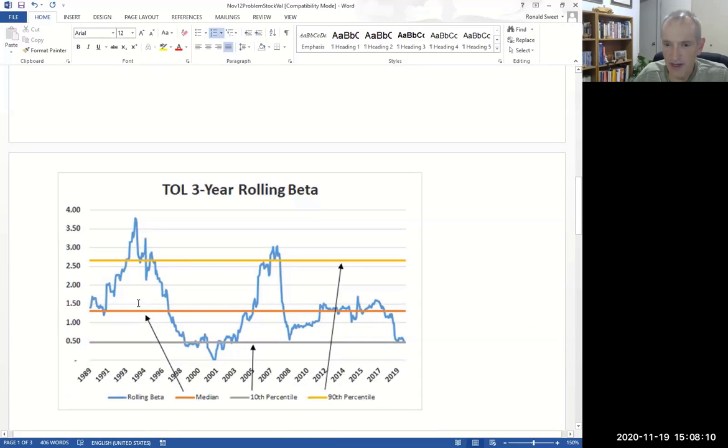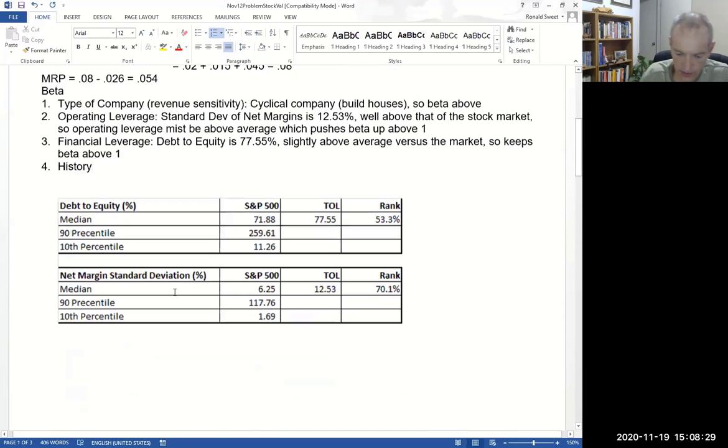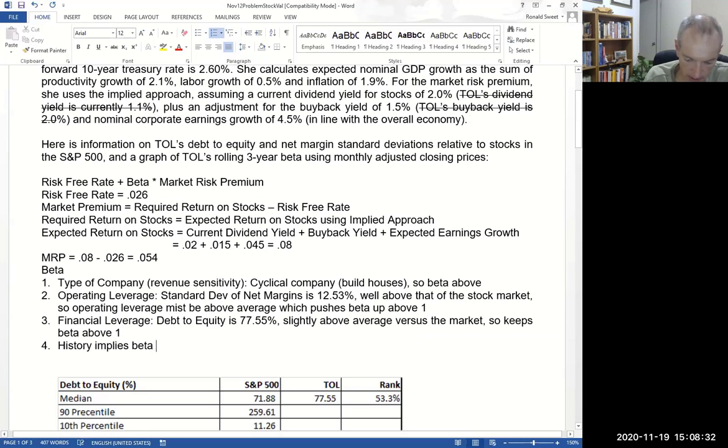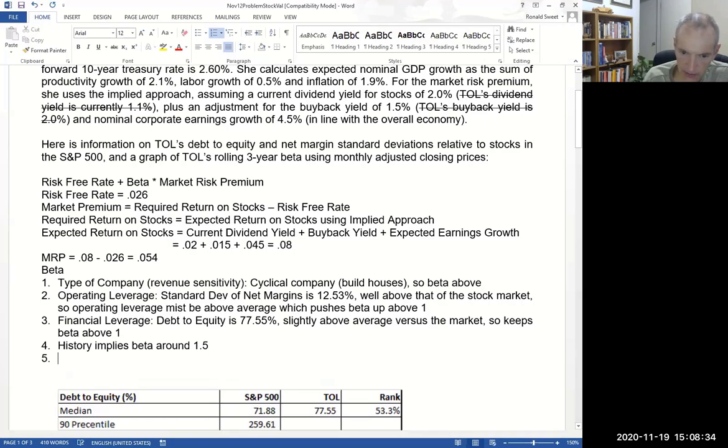And we see that their median beta is around 1.5. Recently, it's been much lower. It's even been below 1, which is kind of bizarre. That's mainly because the housing market's doing really well, even as the economy was starting to slow down some. But that's noise. We don't want to look at the recent number. So look at the long-term number. I think 1.5 history implies beta around 1.5. 1.5 is consistent with 1 through 3, so I will use 1.5.